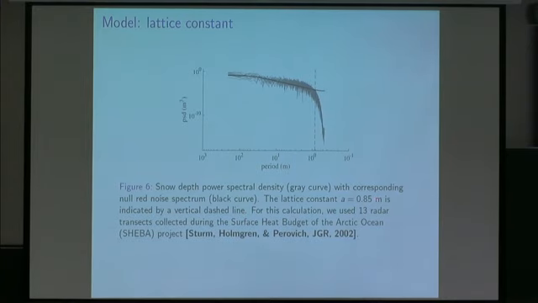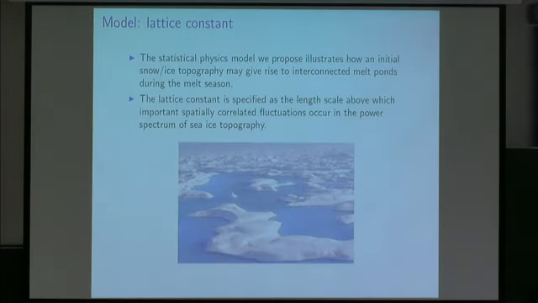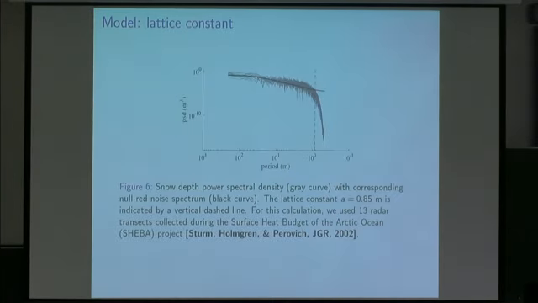So the key thing that this model does is we assume that this lattice constant is a small scale, and we are able to use the Ising model to generate larger scale pond patterns. Right. So the small scale is this 0.85. And then to reach the equilibrium, you need a time scale. What is that?